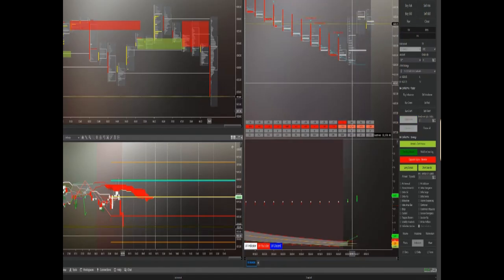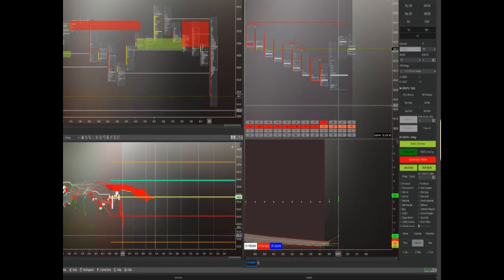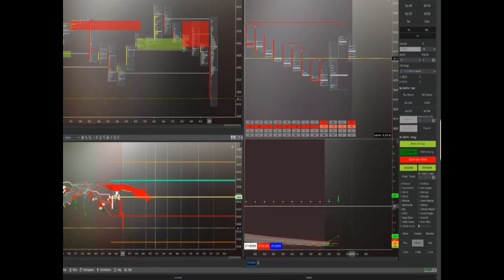Okay, that should be your bottom of this portion of the move. Let's see if it pulls back to the zero and continues to the downside.